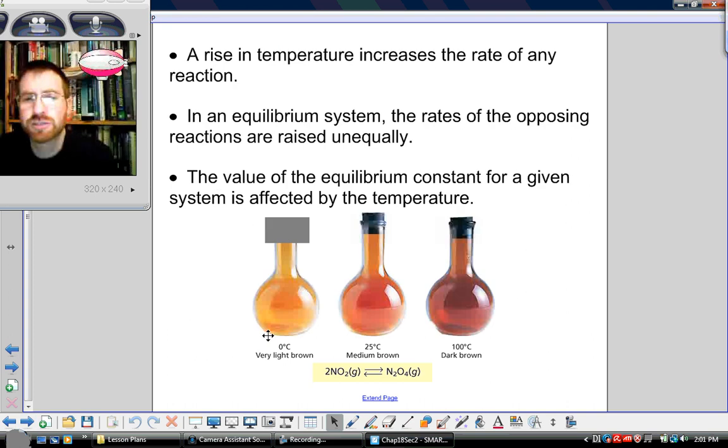A rise in temperature increases the rate of any reaction. In an equilibrium system, the rates of the opposing reactions are raised unequally because we have an endothermic side and an exothermic side.